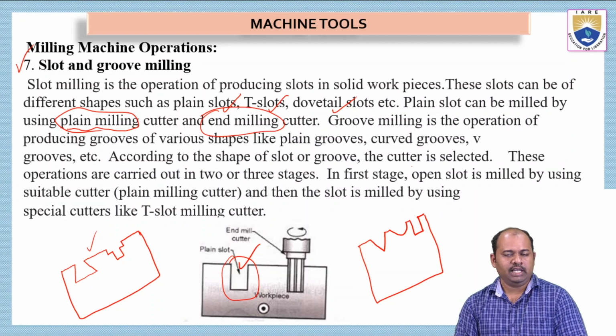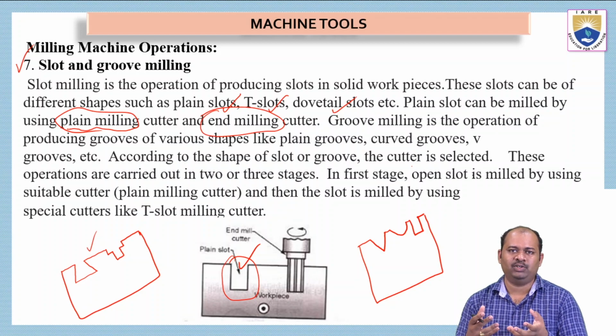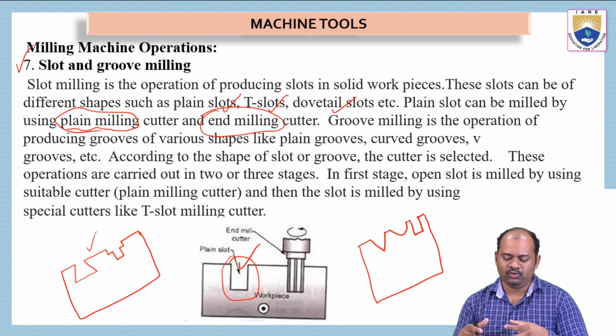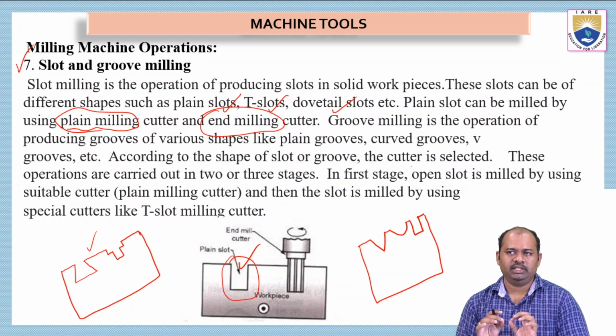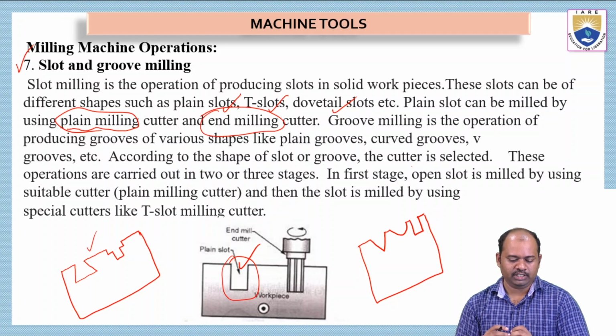And according to the shape of the slot or groove, the cutter is selected. Okay, depending on the shape, we have to select a particular tool. I cannot do V groove with a plain slotting tool. Okay, I have to take a V tool in order to make a V groove. In the first stage, open slot is milled by using suitable cutter and then the slot is milled by using special cutters like T-slot milling cutters.